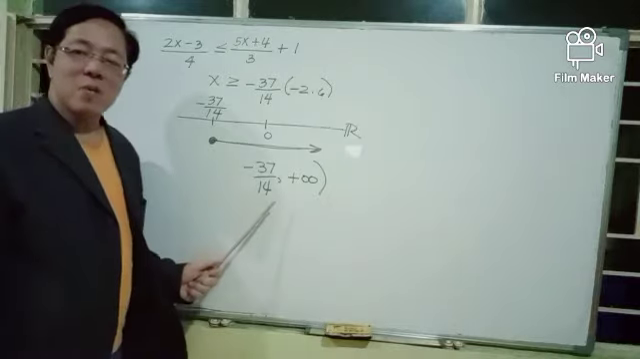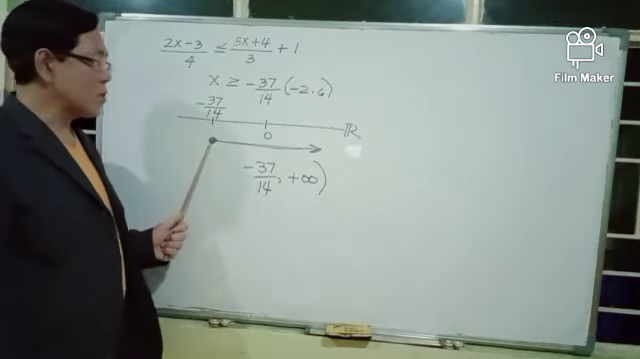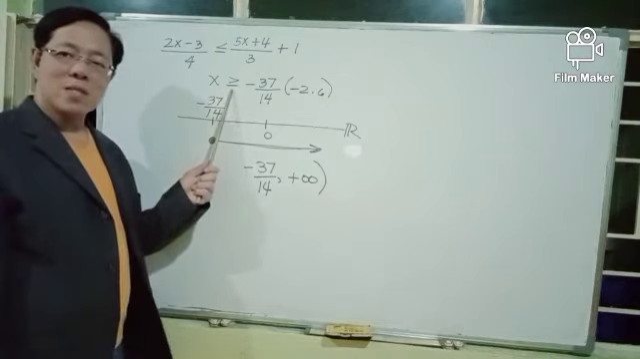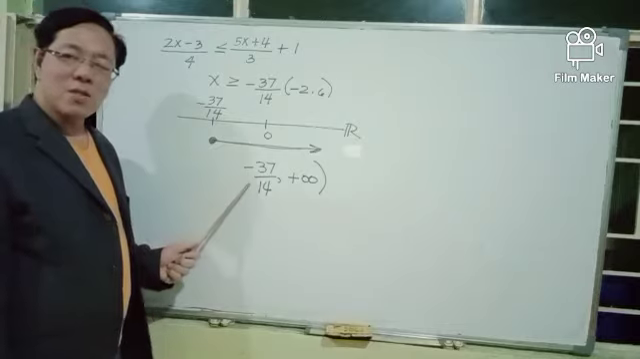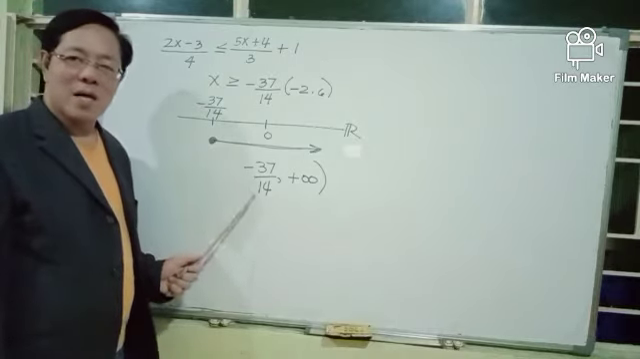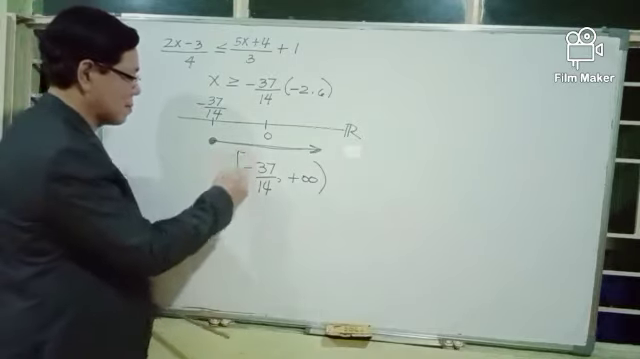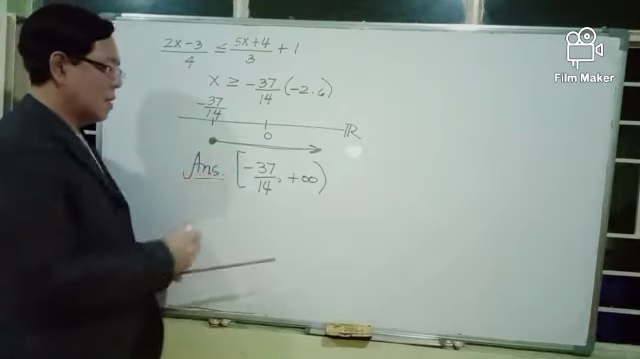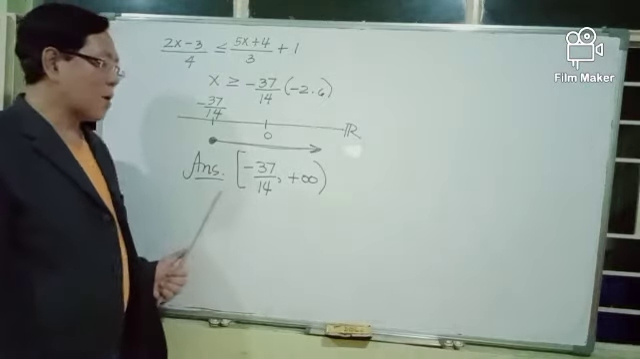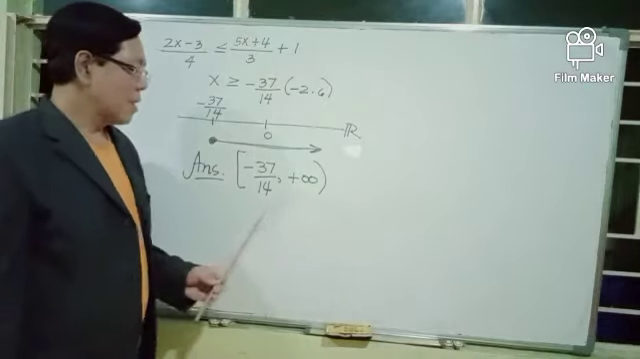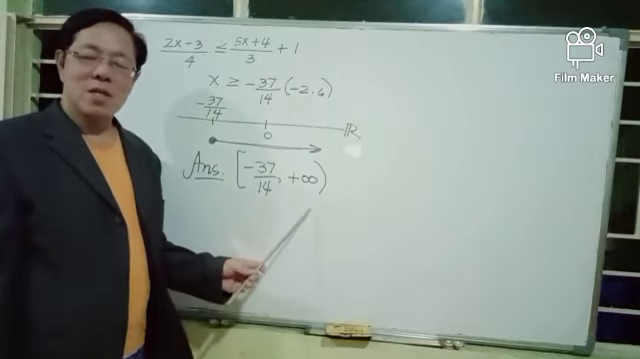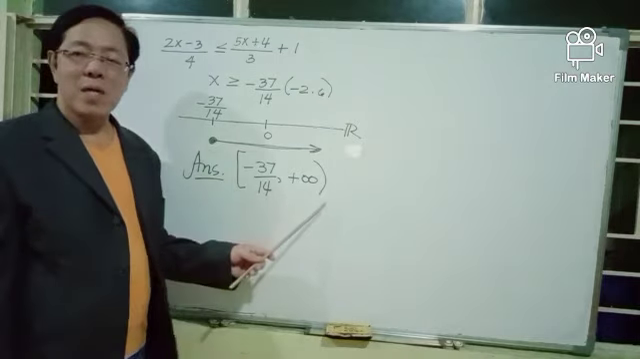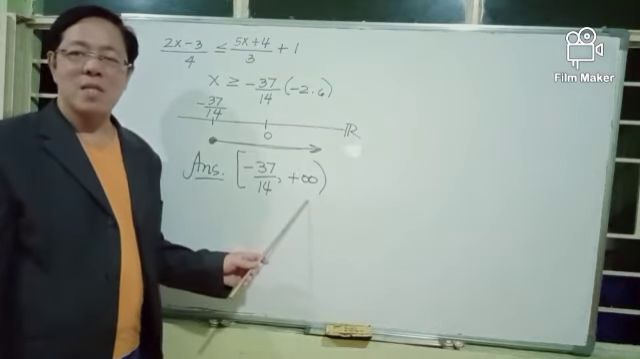While negative 37 over 14 is one of the solutions as indicated by this shaded circle, and also as indicated by this equal sign, and in the interval notation, we indicate that by a bracket. And this is our solution or our answer in interval notation. And you can see that this interval notation is a half-open interval, because it's open at the right endpoint at positive infinity.